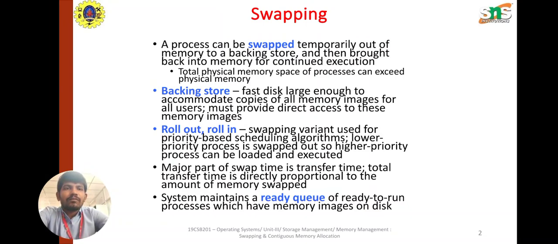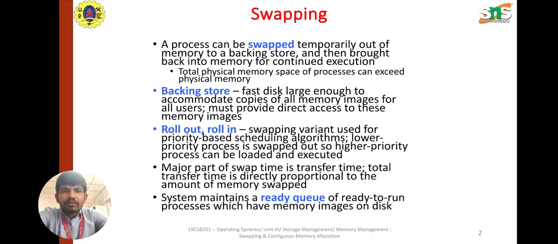In swapping we have two concepts: one is the backing store, and the other is roll out and roll in. The backing store is a fast disk large enough to accommodate copies of all memory images for all users, and it provides direct access to these memory images. Roll out, roll in is a swapping variant used for priority-based scheduling algorithms. A lower-priority process is swapped out so that a higher-priority process can be loaded and executed.